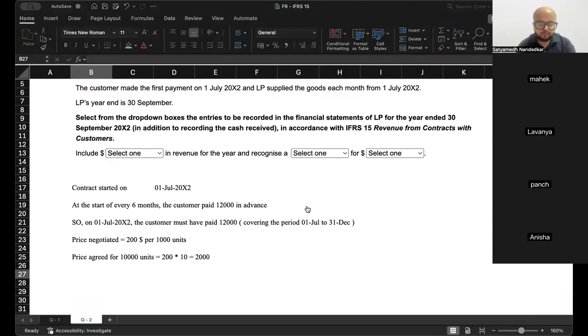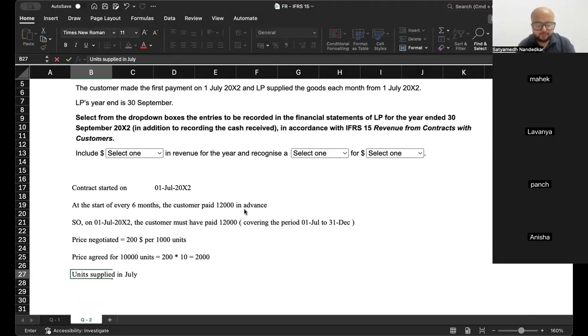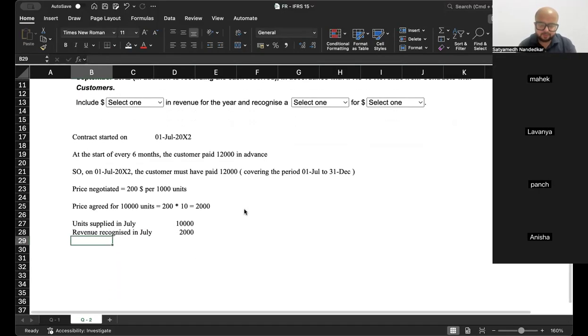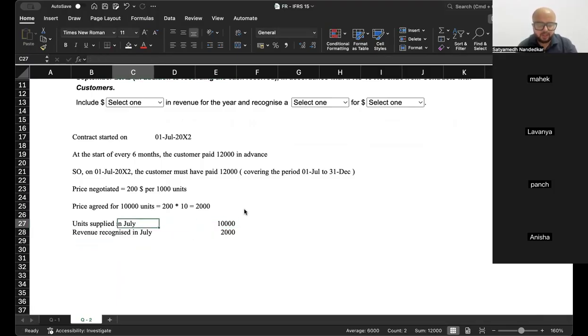Yes, sir. Now, let's start with 2,000 is the price agreed for 1,000 units. Now, units supplied in July 10,000, revenue recognized in July 2,000. ठीक है. Let me call it थोड़ा सा और डिटेल में.